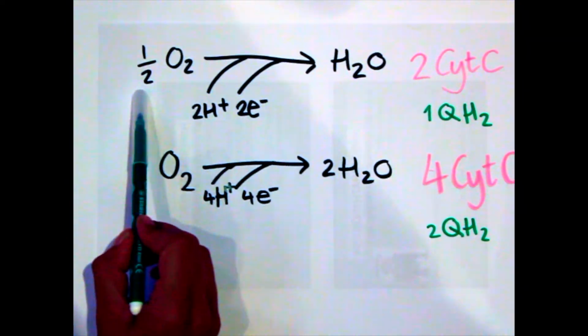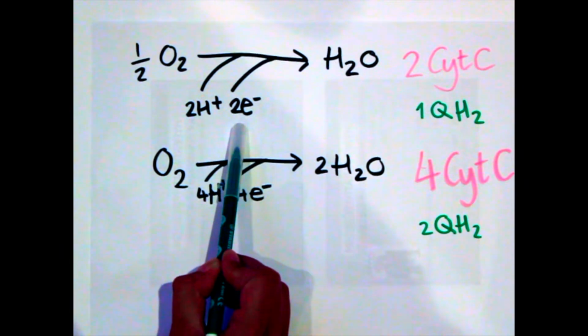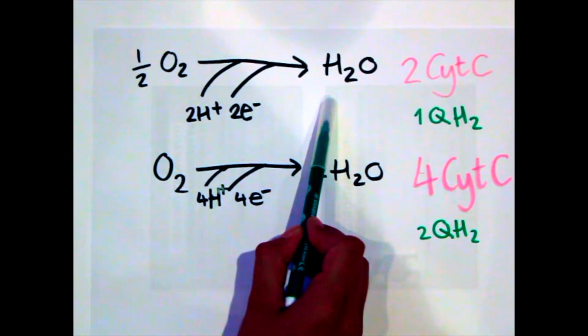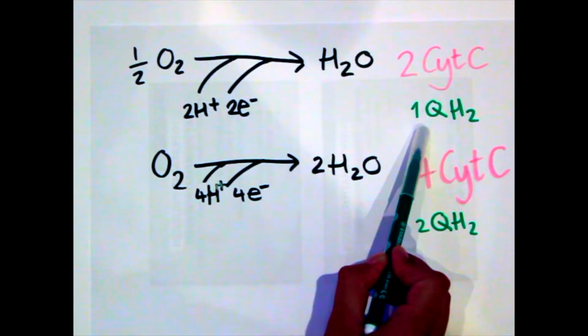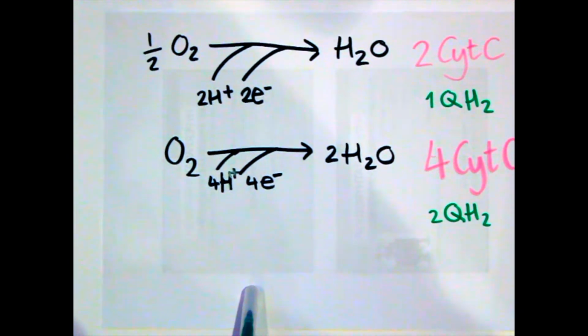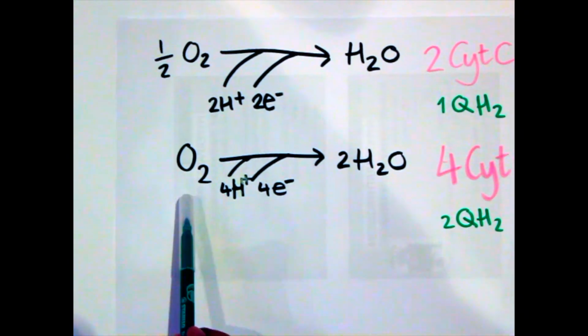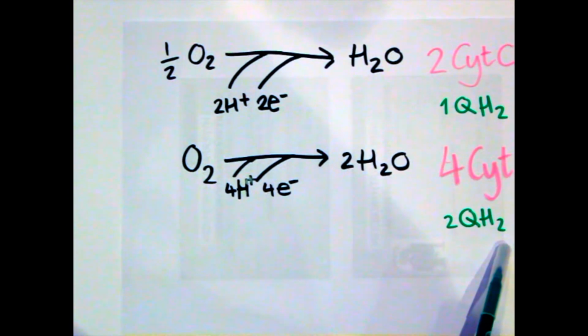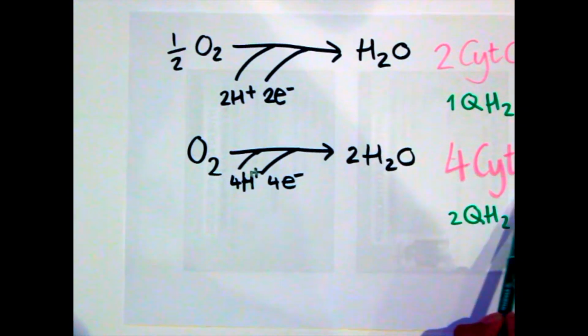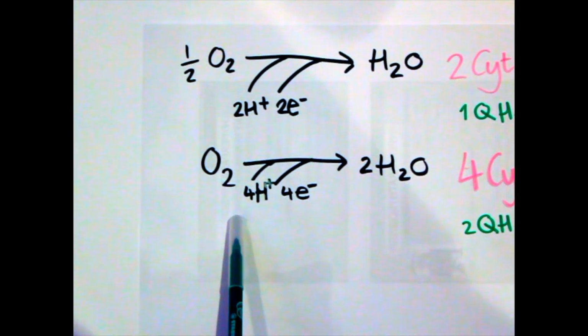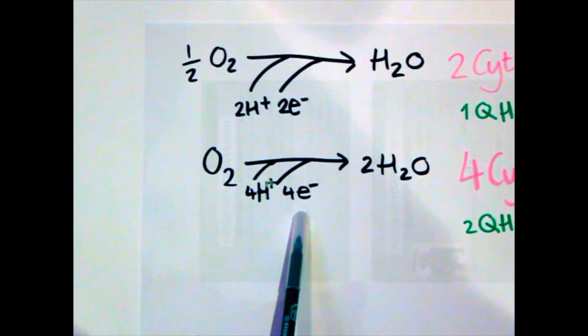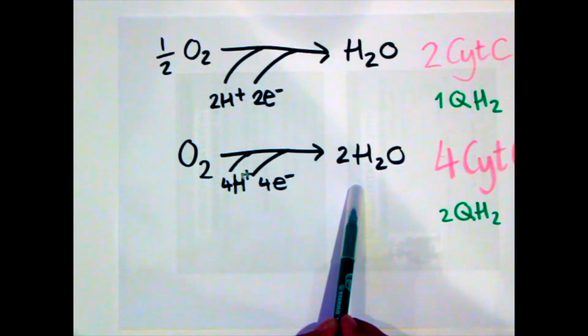In this way, we have only used half an oxygen, which with 2 protons and 2 electrons yields 1 water molecule. Remember that from 1 QH2 you get 2 reduced cytochrome Cs. But in reality, to get a full oxygen molecule, you need 2 QH2s and 4 reduced cytochrome Cs. Therefore, with the use of 4 protons and 4 electrons, you will get 2 water molecules.